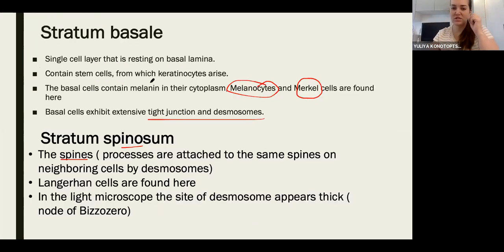So what can you see at the site of the spines? You can see desmosomes. Right where the prickles are, right where the spines are, that's where the desmosome could be. Sometimes this desmosome is way thicker than usual, so abnormally thick. You call it node of Bizzozero. Have you ever seen it? Never, ever. In my years of tutoring, I have never seen it, yet they always teach it. So sometimes this desmosome is a bit too thick. We call it node of Bizzozero.